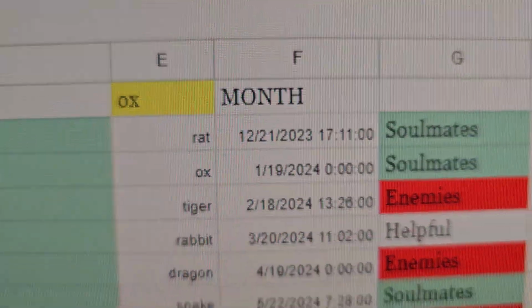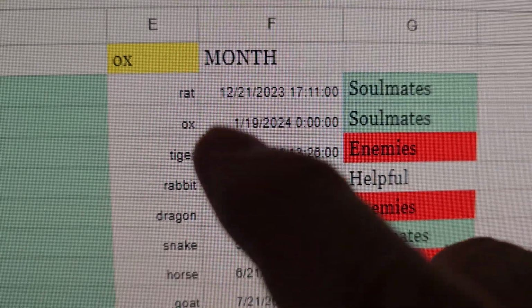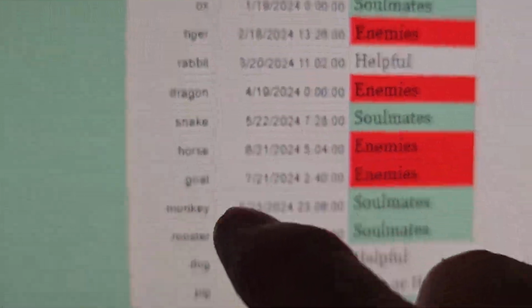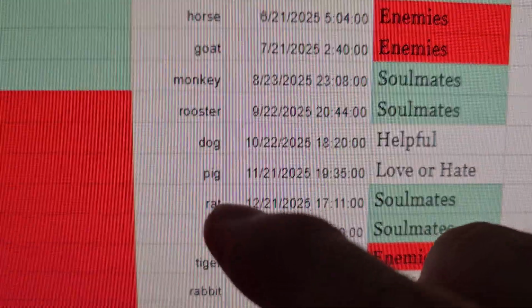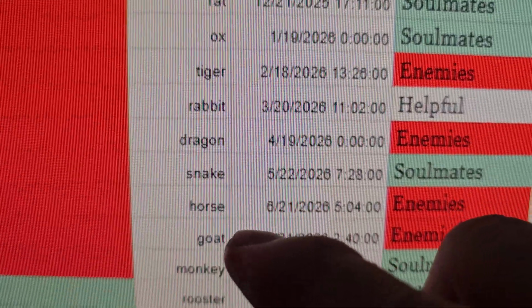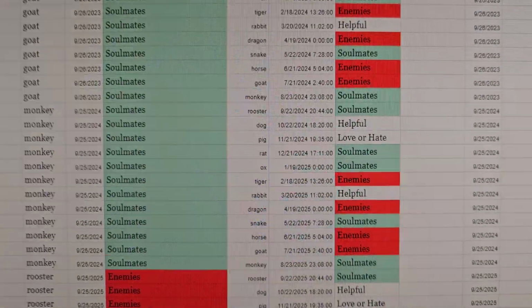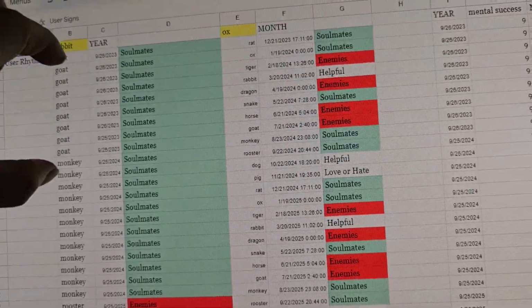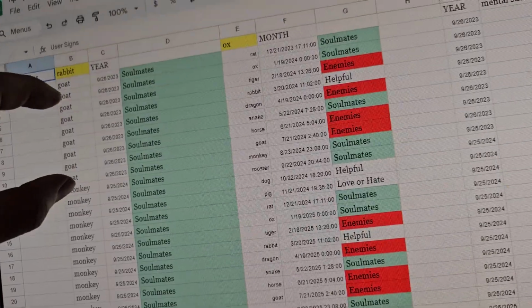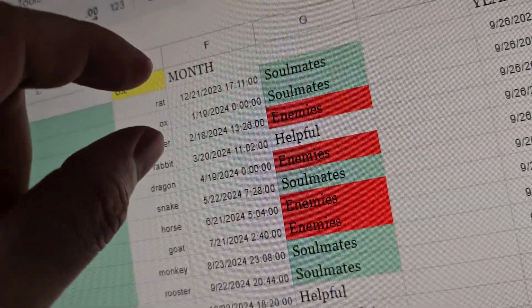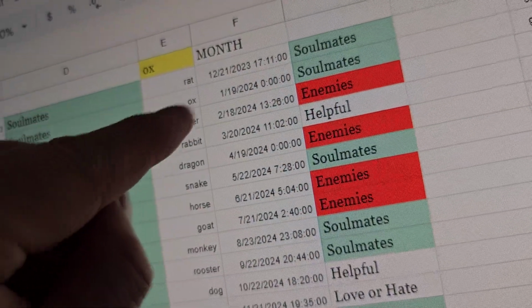Ox month changes every single month. Every single month changes. Rat, ox, tiger, rabbit, dragon, snake, it keeps repeating. So that's why this whole year is good for the rabbit up here. But only this month is good for the ox.